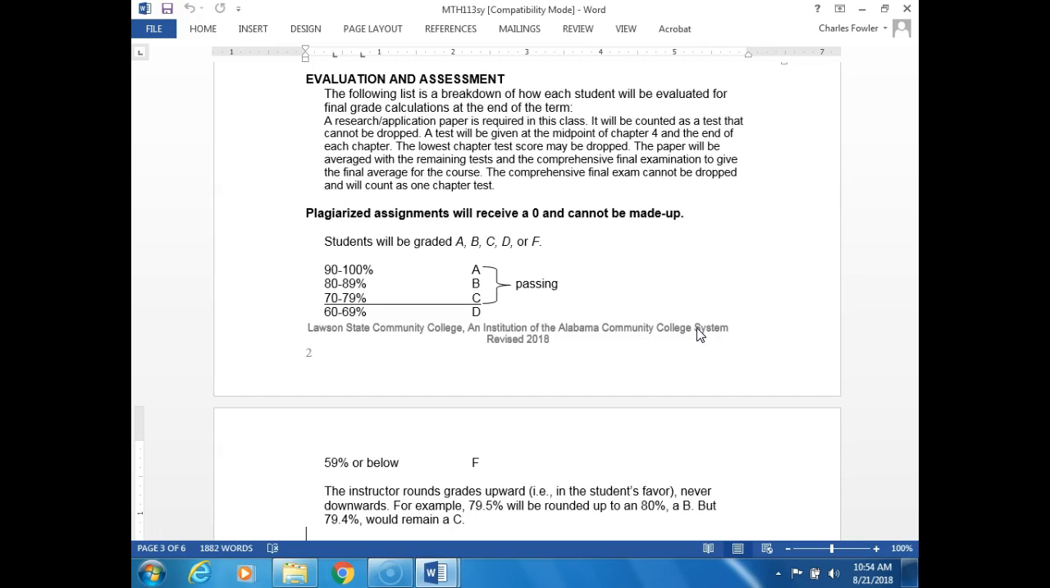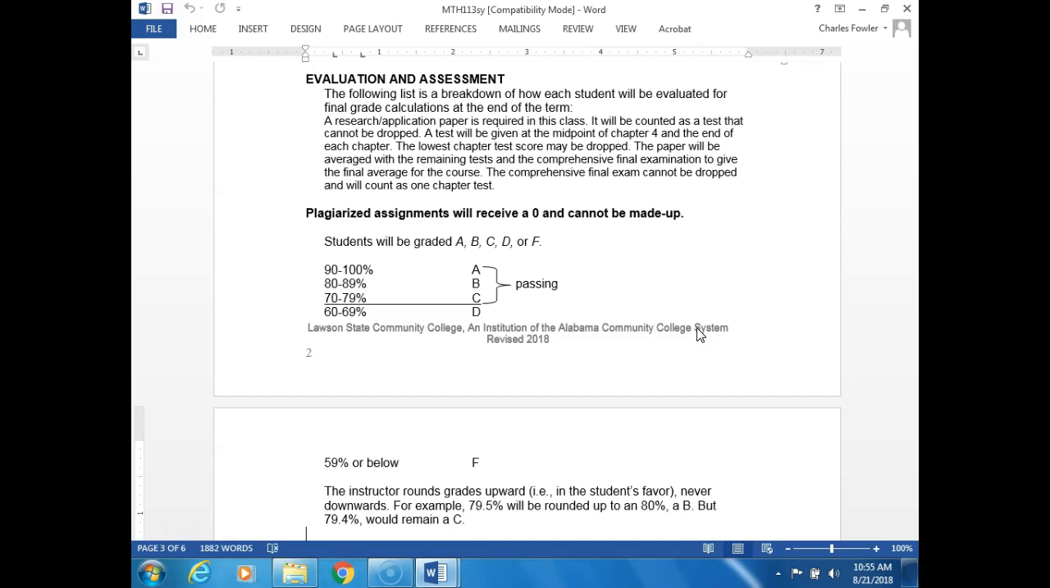The paper will be averaged through the remaining test scores and the comprehensive final exam. Now, let me tell you how this has worked just about every time I've taught the course. Remember, you have 3 chapters, but one of those chapters is really long. The other 2 are pretty long, too, but the one is really long. So usually, at the end of the term, we're still in chapter 6. So there's not time for you to have a take-home test that I can get back to you, and then the final again.